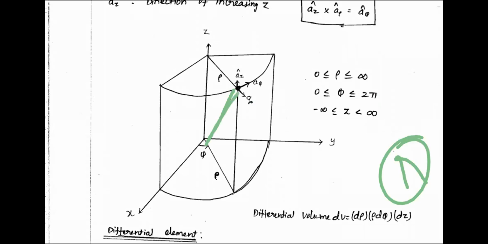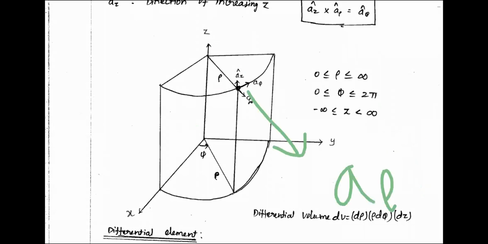Radial distance, not from this. This is wrong. R means what? Radial or perpendicular distance from the z axis. It is not from the center point. It is from the z axis. So that's why they are mentioning a rho for that particular point. This is a rho.